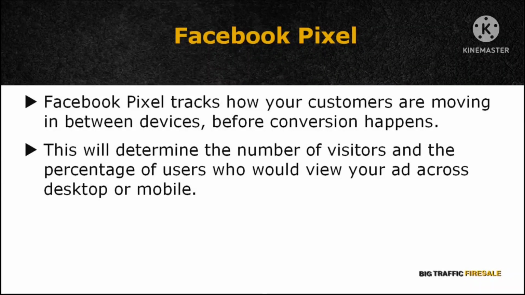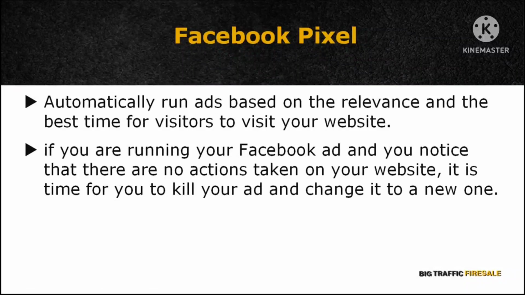This will determine the number of visitors and the percentage of users who would view your ad across desktop or mobile. Facebook Pixel will then optimize your ads to target people who are most likely to take action. Taking action is defined as either making a purchase or signing up for an application on the website. Facebook Pixel will also automatically run ads based on the relevance and the best time for visitors to visit your website.